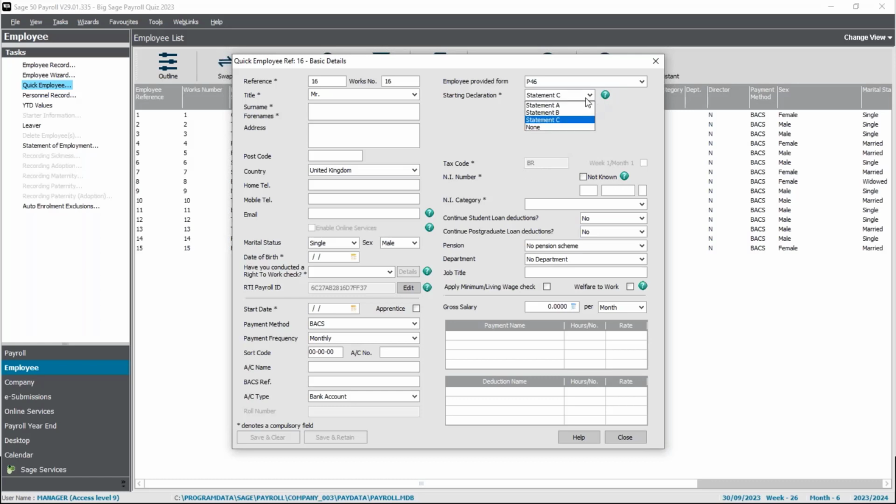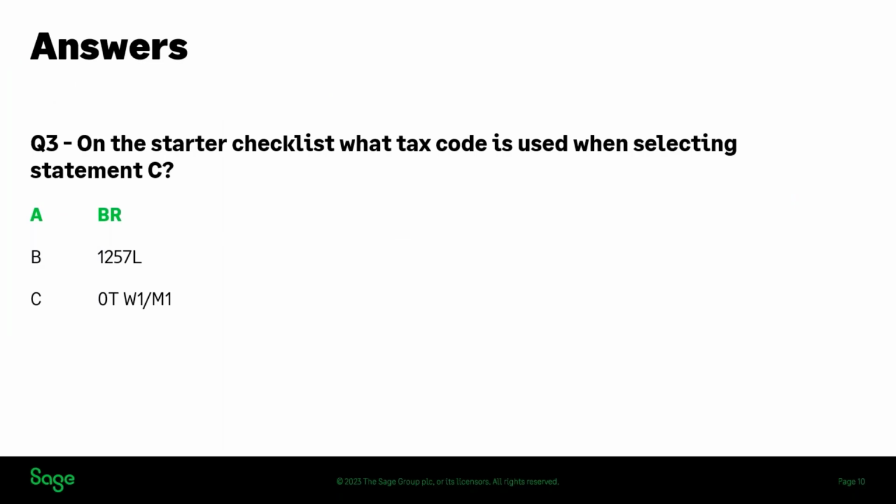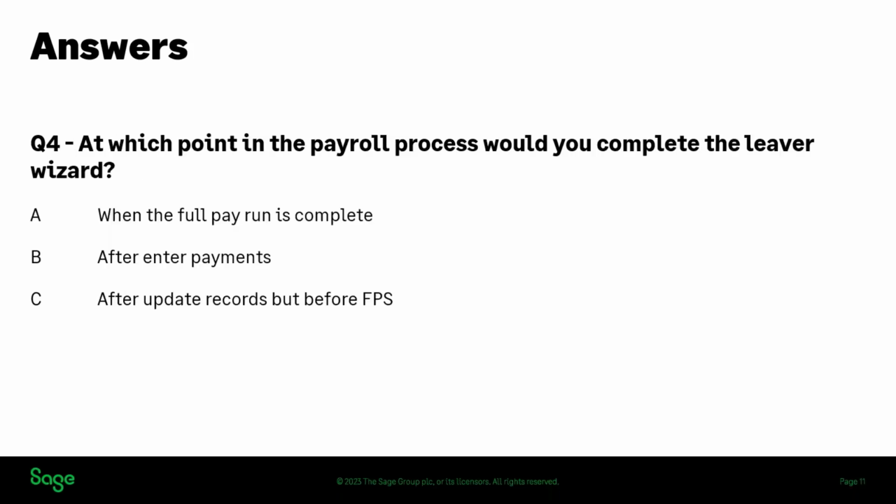So if there was no statement signed at all, that's when they go on 0T on a week 1, month 1 basis, and the other answer relates to statement A. So well done those that said statement C. BR, I should say. That was the correct answer for statement C. Back to you, Calvin. Thank you again, Duncan.